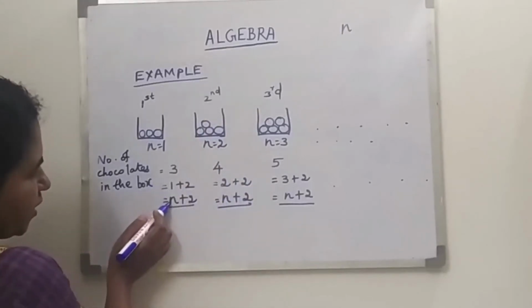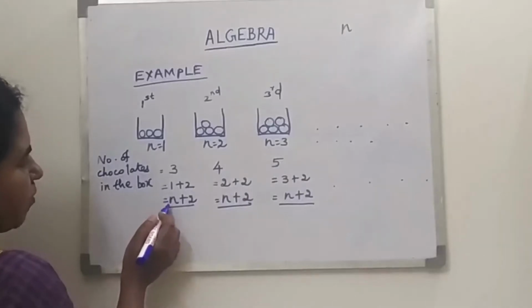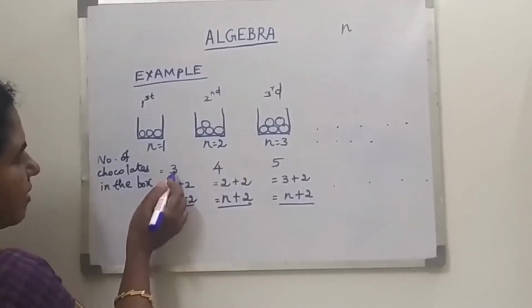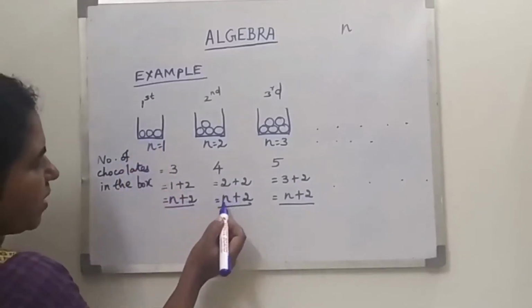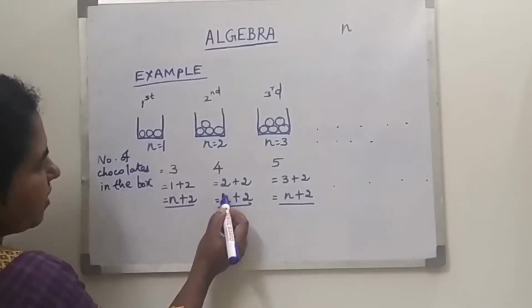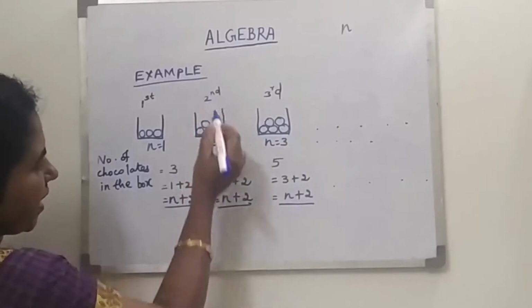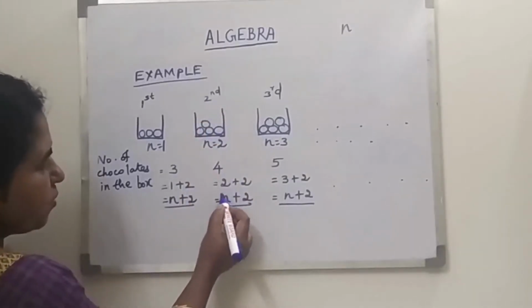So see, for the first box, if you are substituting 1, you will get 1 plus 2, which is equal to 3. So that is the number of chocolates in the box. For the second one, when we are substituting the value of n, since it is the second box, n is 2, so we will substitute 2 here.